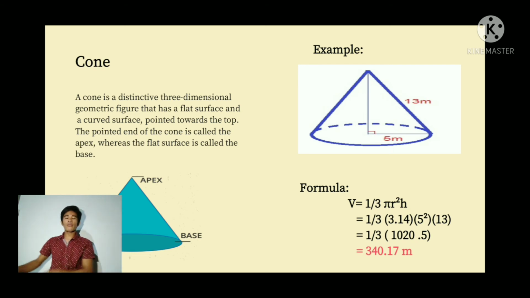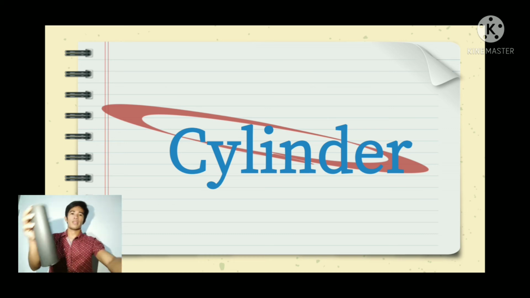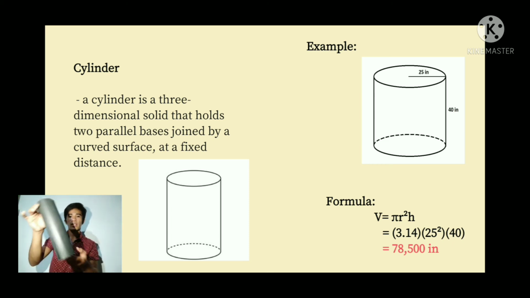So, the last figure, which is the cylinder. So, this is the shape of a cylinder. A cylinder is a three-dimensional solid that holds two parallel bases joined by a curved surface at a fixed distance. So, look at the picture and this sample. Two parallel bases joined by a curved surface at a fixed distance.